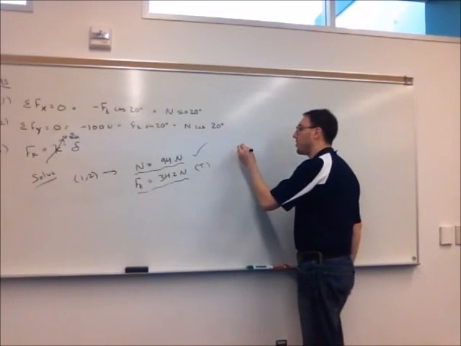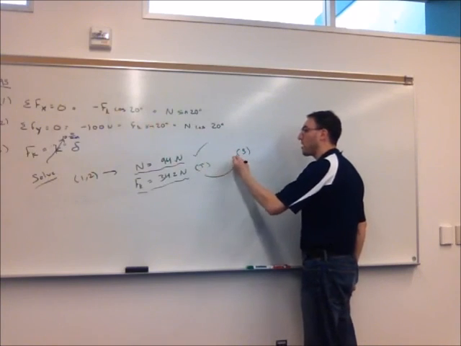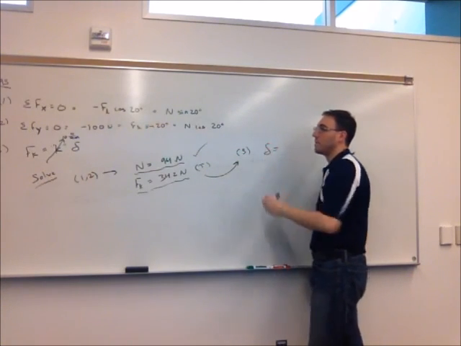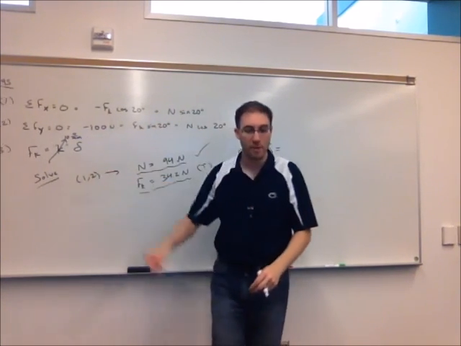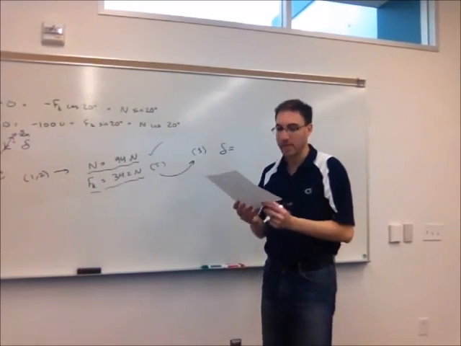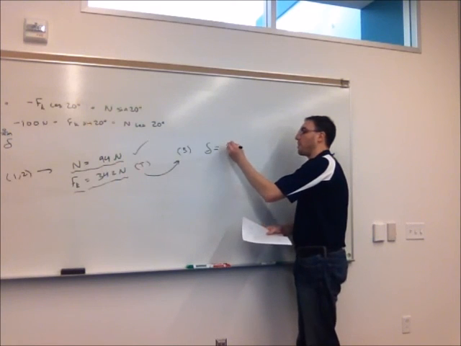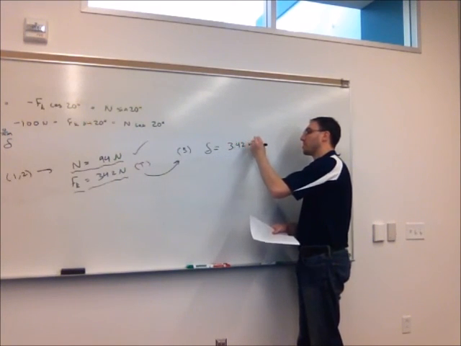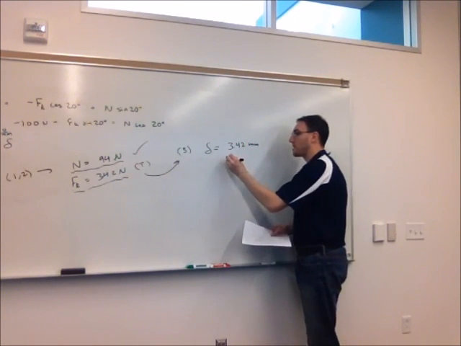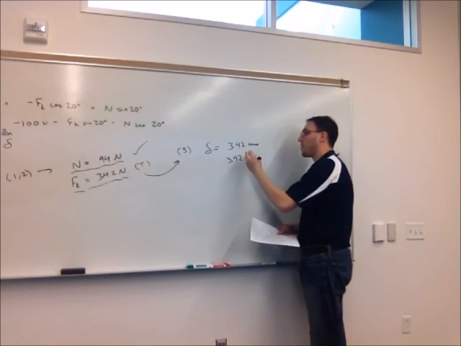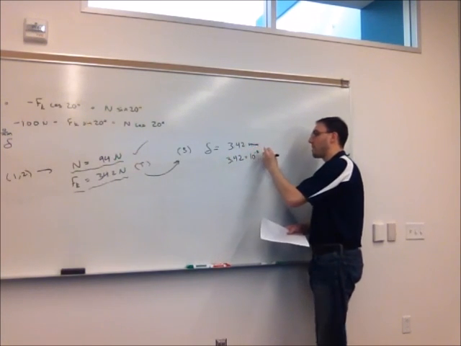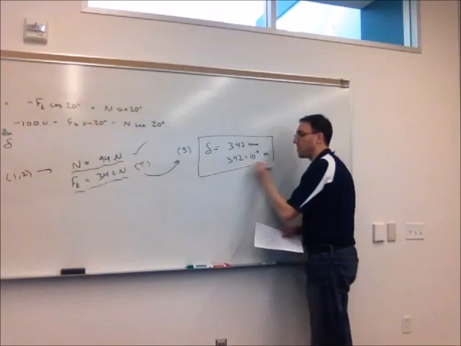Using equations 1 and 2, pop that into equation 3, and now we can find that delta, if I'm measuring this in newtons per millimeter, the deformation of the spring is positive, which if it's in tension it has to be, is 3.42 millimeters. And if you want to express this in base units, 3.42 times 10 to the negative third meters, either of which would be acceptable.